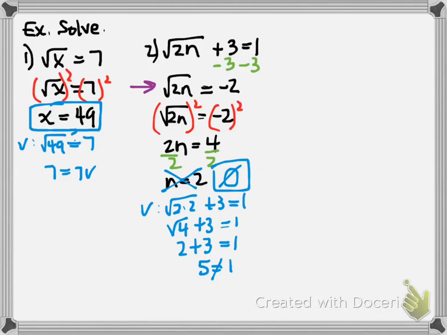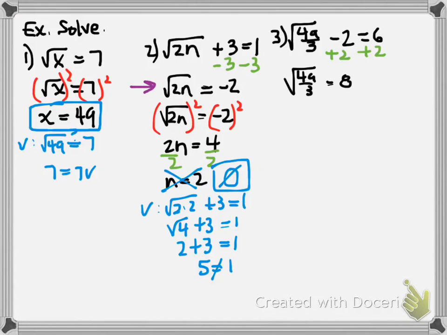So that was a little indication that you were going to get something that wasn't going to work out. All right, let's try another one. So we've got the square root of 4a over 3 minus 2 on the outside equals 6. So we have the same issue we had on the second problem, that the radical isn't isolated. So doing opposite operations, we would add 2 to both sides. And that gives me the square root of 4a over 3 equals 8.